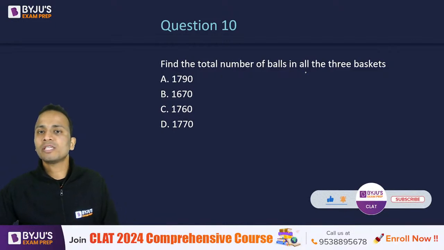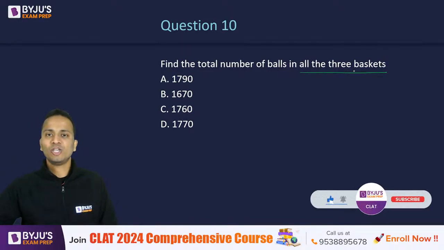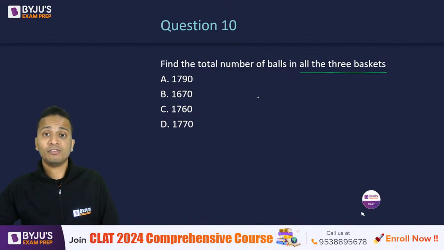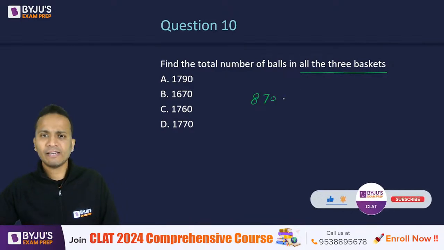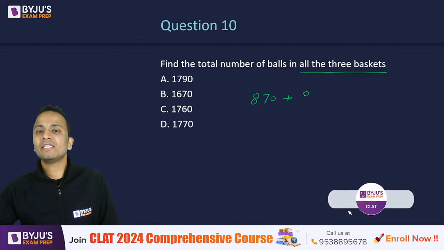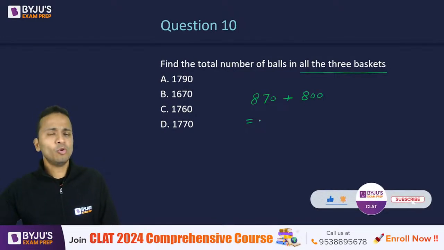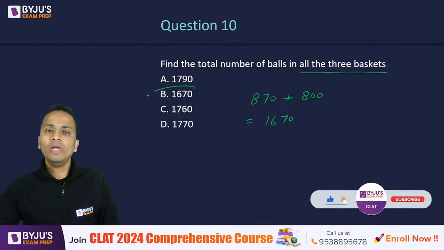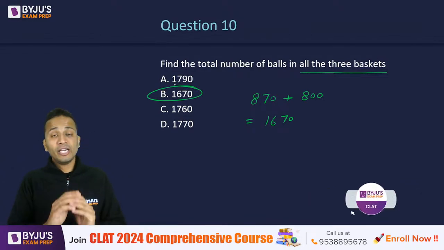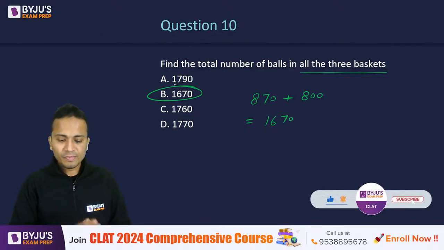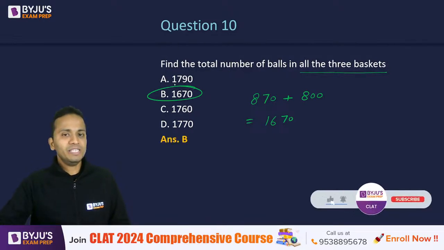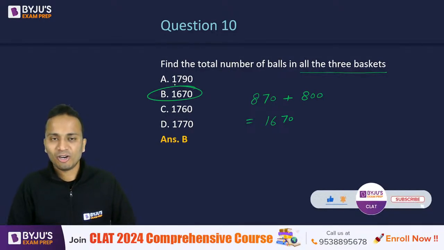Find the total number of balls in all the 3 baskets. So total number of balls in the first basket, we calculated this number as 870. And in the second basket, this number was 800. No need to add all the 6 values. We already had these total number of balls, white balls and then black balls. So 870 and 800, that is 1670 will be the total number of balls in all the 3 baskets together. So that is the answer, option B. And yes, it is. All right.